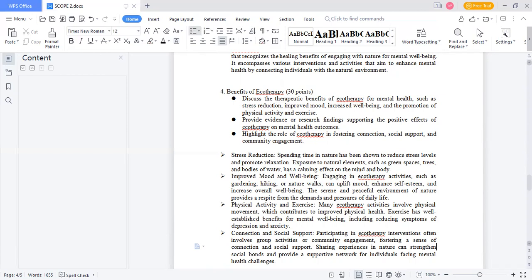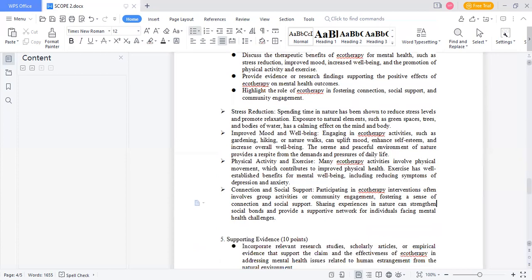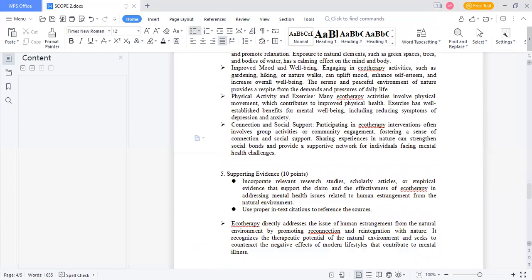And then it comes to improved mood and well-being. Engaging in ecotherapy activities such as gardening, hiking, or nature walks can uplift mood, enhance self-esteem, and increase overall well-being, and even the caring aspect, where you take care of nature, you're able to take care of living organisms, people to a certain extent. Also the serene and peaceful environment of nature provides a respite from the demands and pressures of daily life. Nature gives that calming zone, that quietness, that connection that one needs, and it also gives back the energy.